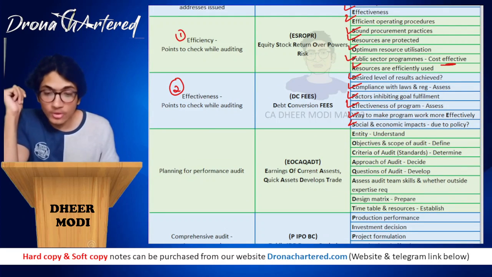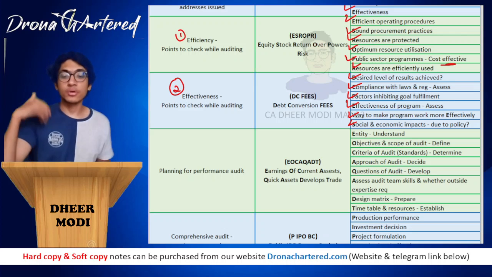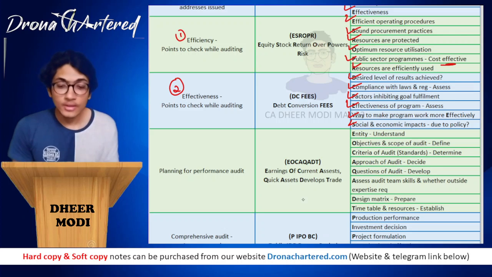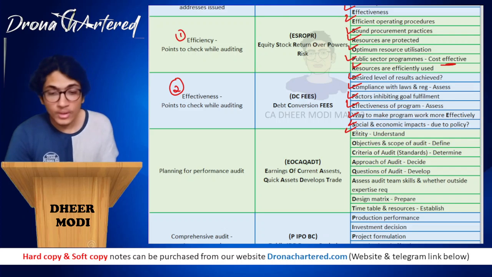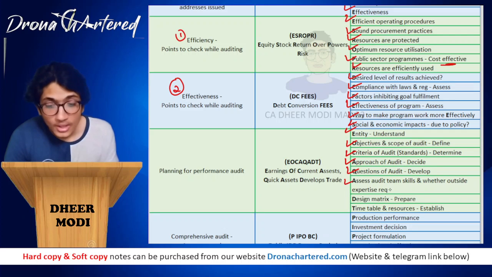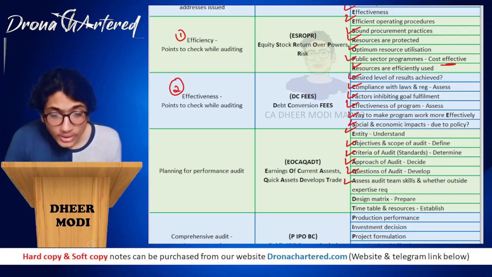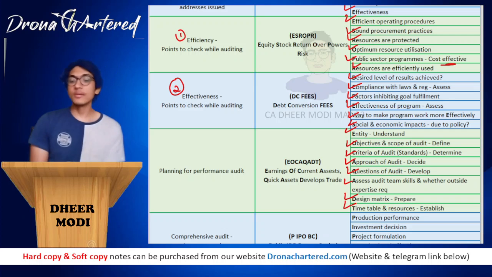So planning for performance audit is EOCA QADT: earning of current assets, quick assets, develop, trade. E is your equity entity you have to understand. Next, your objectives and scope of audit will be defined. Criteria of audit has to be determined. Approach of audit has to be decided. Questions of audit have to be developed. Assess audit team skills and whether outside expertise is required. Design your matrix, and last, timetable and resources should be established.